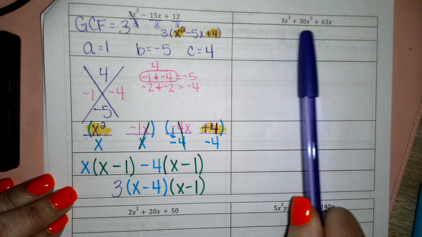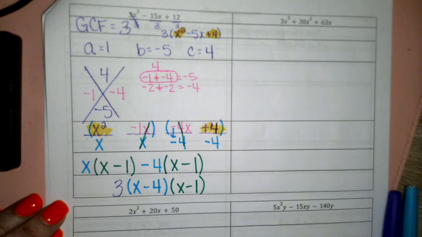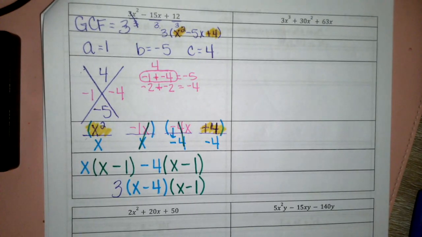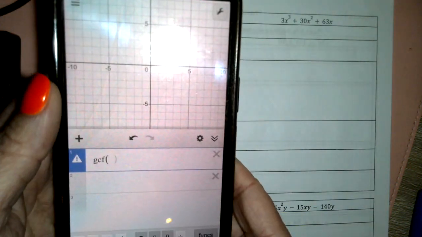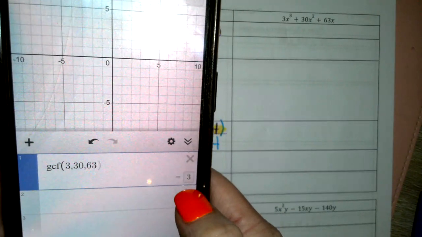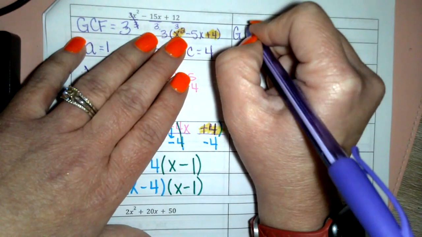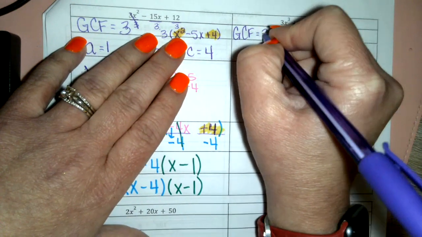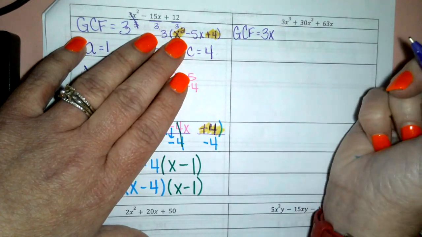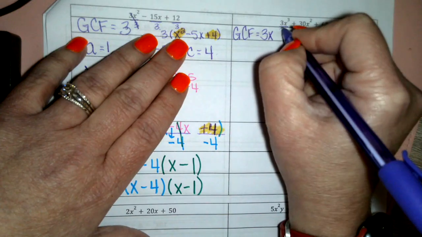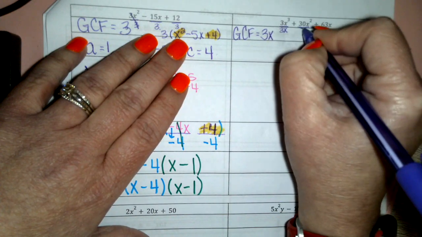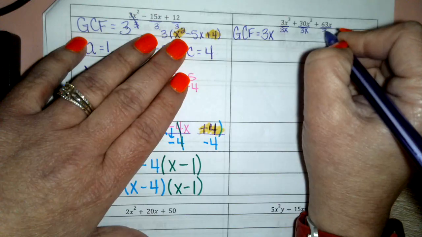Let's take a look at this next one. My GCF on this one, if I take a look at it and plug it in, is 3, comma 30, comma 63. And notice that it's a 3. But I also noticed something else. They all three have an x in common. So my GCF is 3x on this one. So I'm going to pull out a 3x out of all three terms.